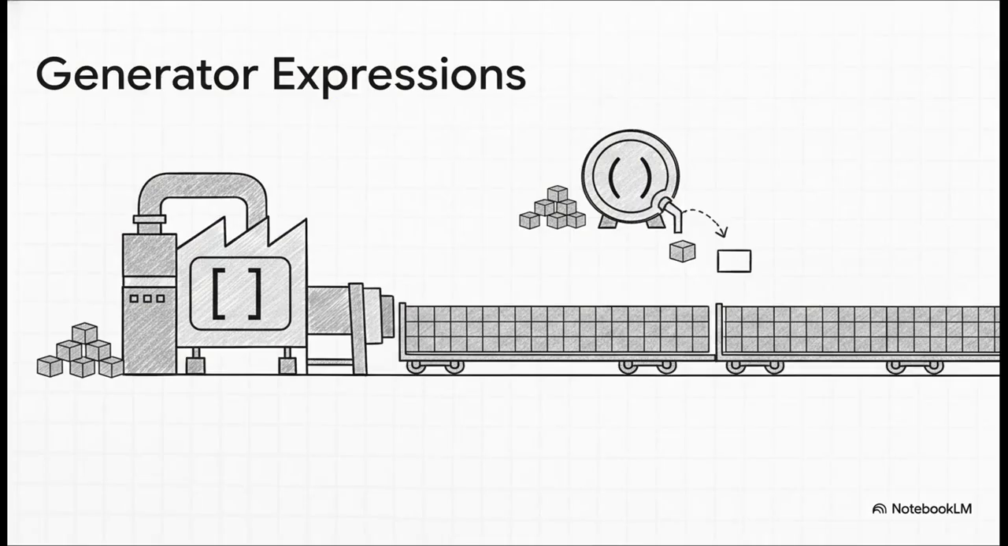And for the simplest cases, it gets even better. Generator expressions are the ultimate shortcut. They look almost identical to list comprehensions, but they use parentheses instead of square brackets. And that small change makes a huge difference. This doesn't build a whole list in memory all at once. Instead, it creates a generator that produces values on the fly, as you need them. This is incredibly powerful and memory efficient, especially if you're working with, say, millions of lines from a log file.